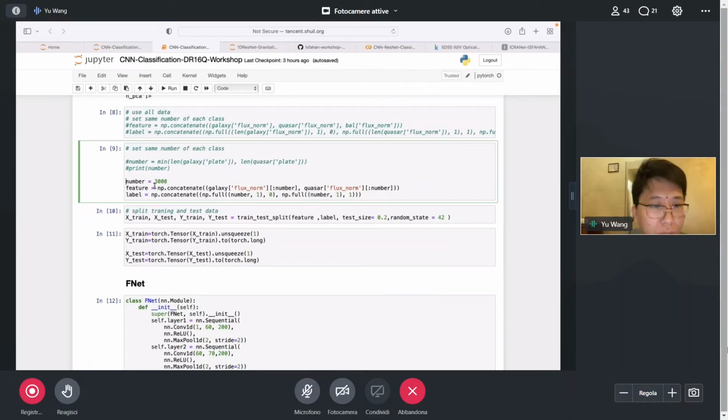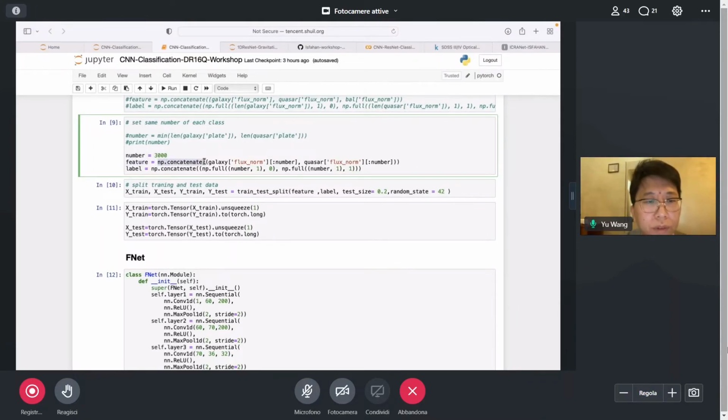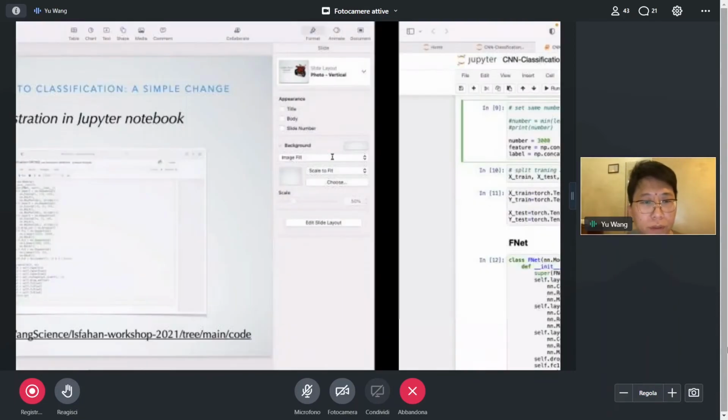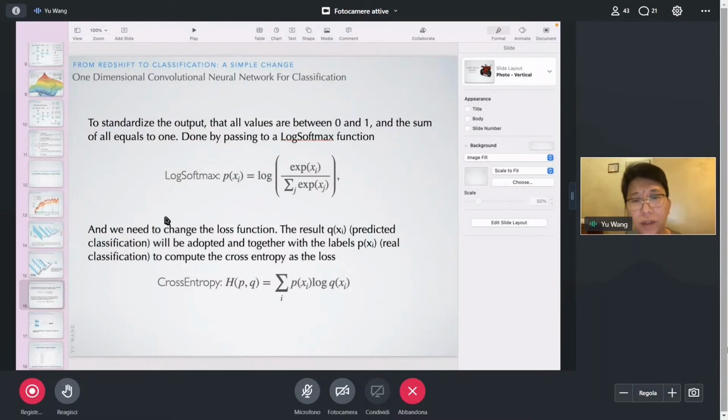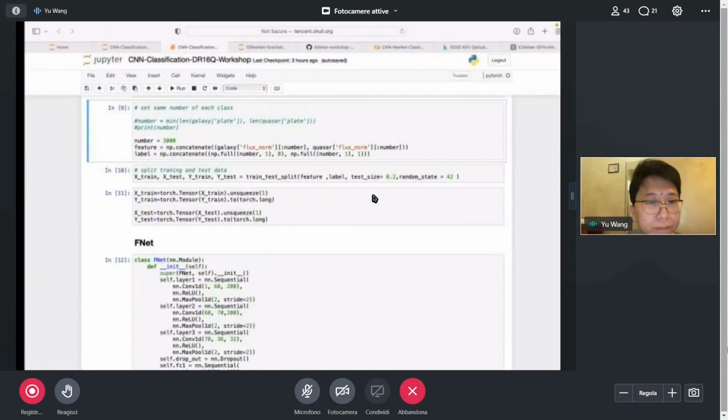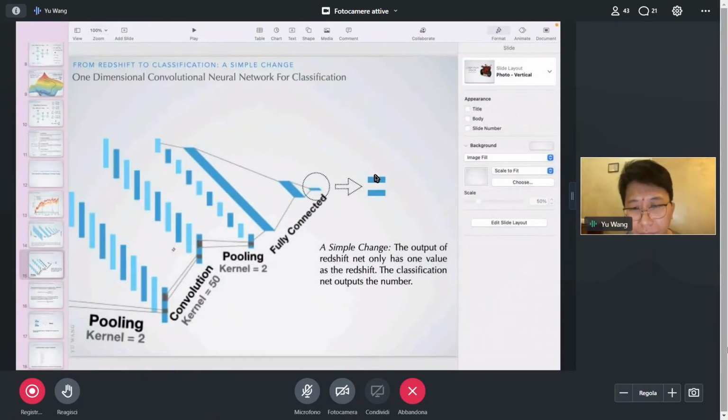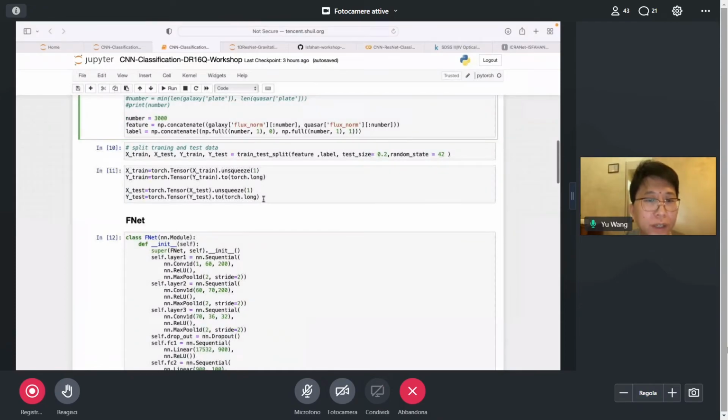Since I want to run it in this tutorial, I set the sample number to 3,000, about 10% of the whole sample, and I have the feature. The feature is just the flux, the normalized flux. So I have the normalized flux of the galaxy and the normalized flux of the quasar, and merge them together. Also I merge the labels. So for the label I set the galaxy as 0 and the quasar as 1. As you will remember, we have these 2 outputs. Finally, we output these 2 values. So if the output is 0, 1, which means close to 1 it is a quasar, and if close to 1, 0, then it's a galaxy.